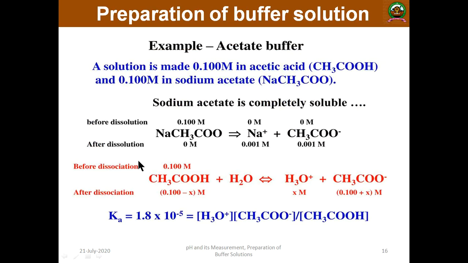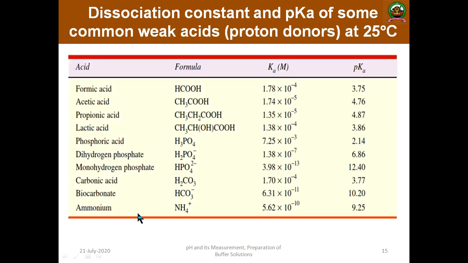Then this is before dissociation and after dissociation. Acetic acid CH3COOH dissociates as H3O plus, the hydronium ion, plus CH3COO minus. If you have these two in a mixture, an acid and a conjugate base, that is known as a buffer. The Ka value, you can see here.